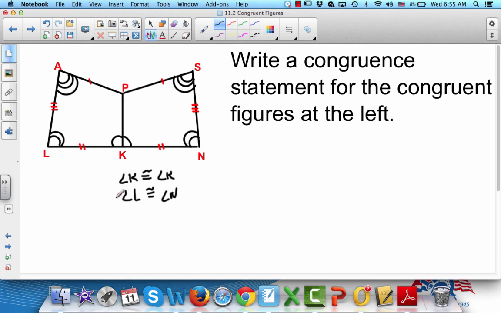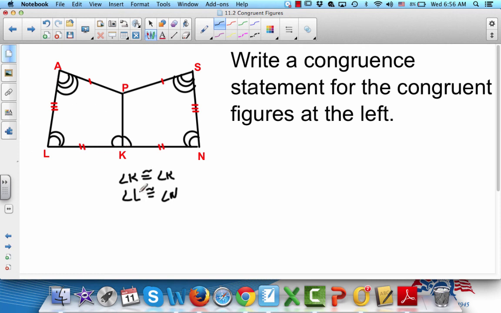It's important that you go in order, by the way, no matter what. If you start at P or K or L or A, you've always got to go in order. You've got to go K, L, A, P, or you can go K, P, A, L, but you can't skip. You can't go from K to A like that. You've always got to go in order.